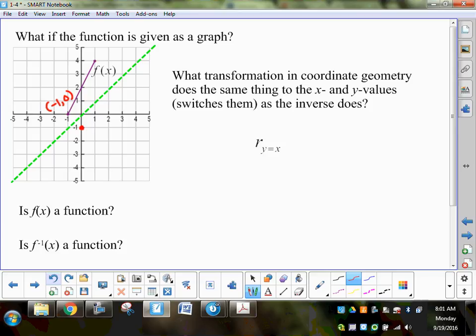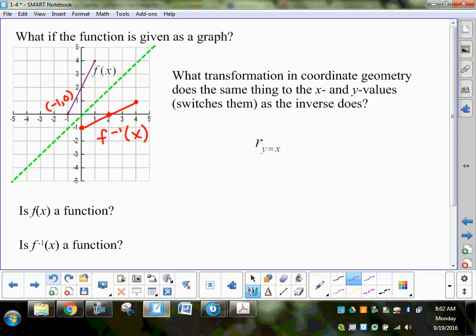Noah, what do you want to say? 2, 0. That works. There's one more that I can easily get. Yeah. 4, 1. So go over 4, up 1. Now, let's label it, please, as f inverse of x.